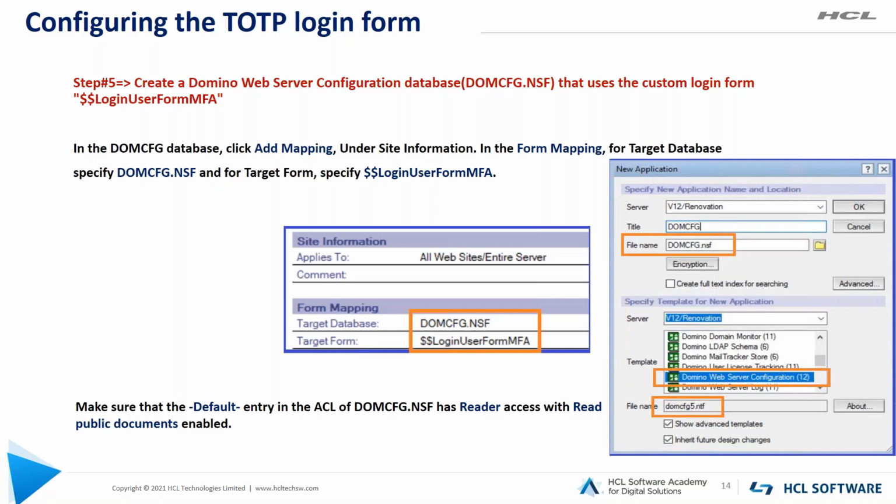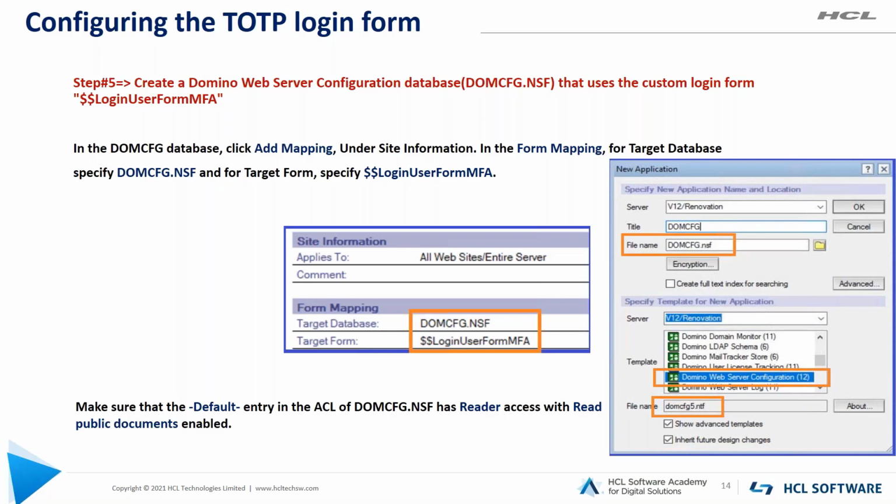From the sign-in form mapping view, click on Add Mapping to map the new TOTP login form. You can either create the mapping form for all websites or for any specific websites. In the mapping form, ensure to put the target database as domcfg.nsf and the form name should be login user form MFA. Now save and close this document.